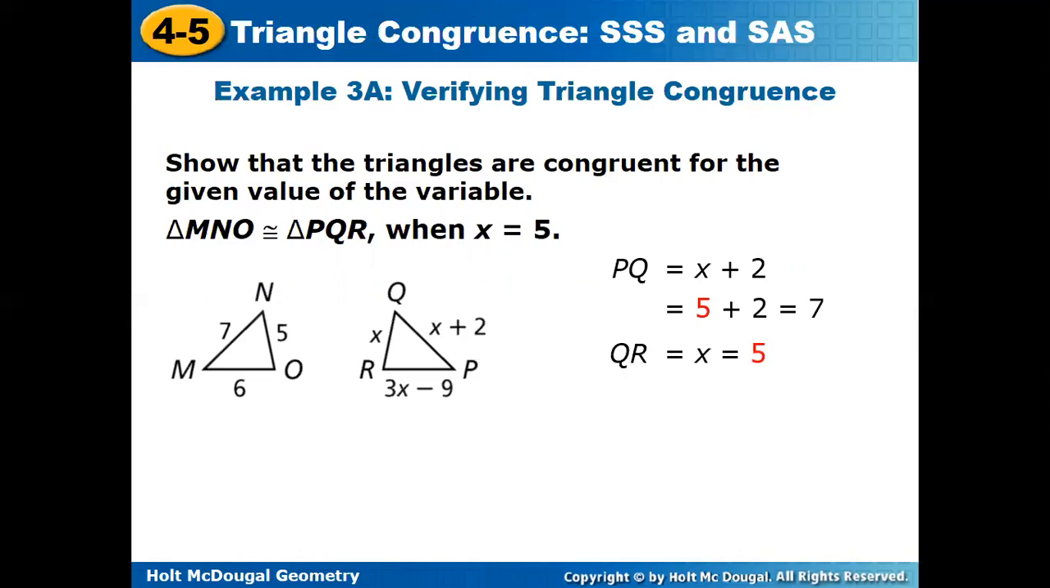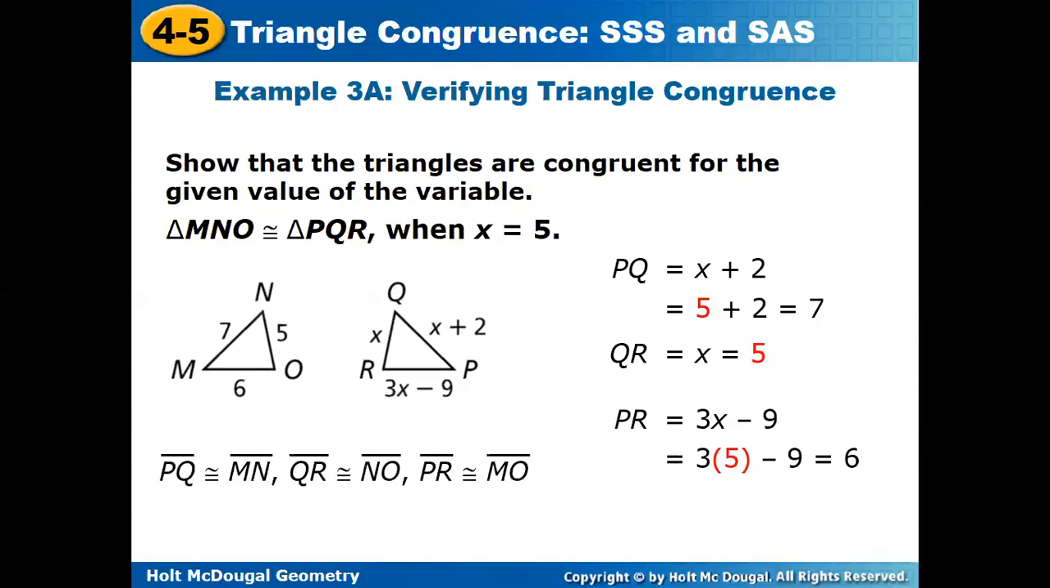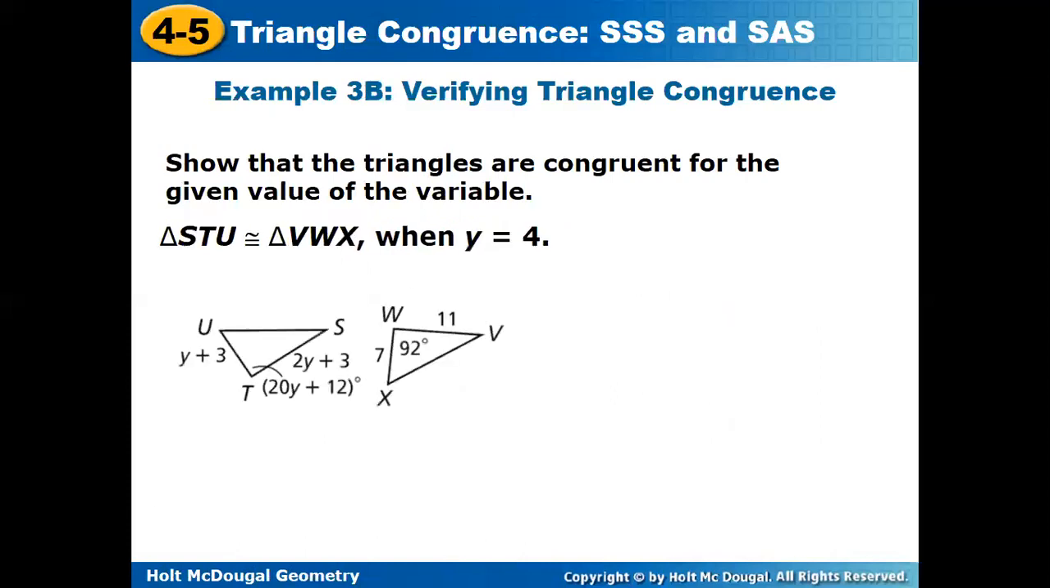The next step, QR. QR is x, so QR equals 5. Then RB. RB is 3x minus 9. Then we will substitute the value of x, which here is 5, so it will be 15 minus 9 equals 6. Then we will compare the two triangles to prove that they are congruent. BQ is congruent to MN. QR is congruent to NO. BR is congruent to MO. So triangle MNO is congruent to triangle BQR by SSS.